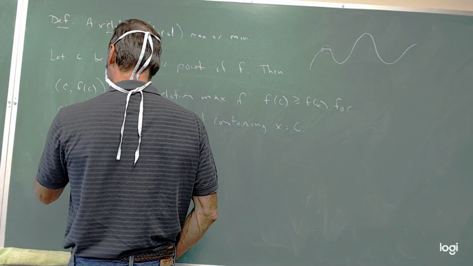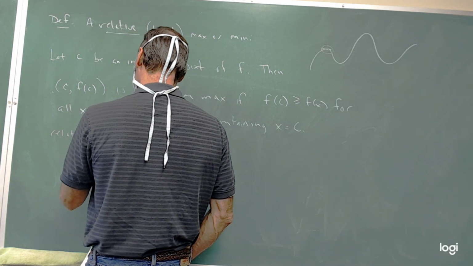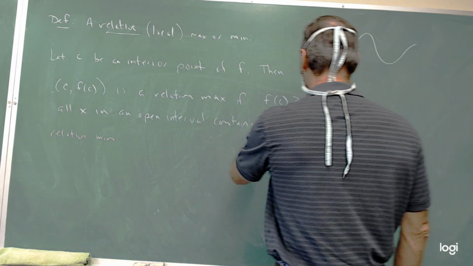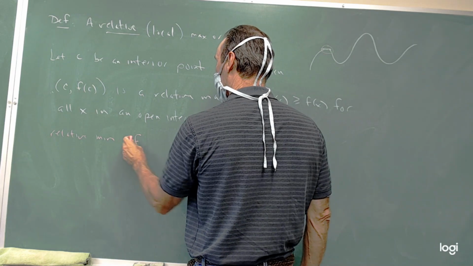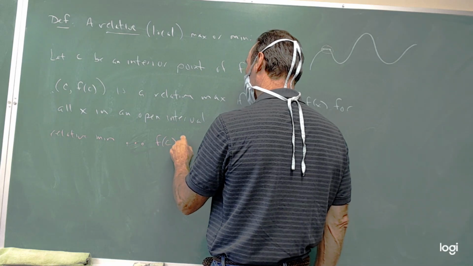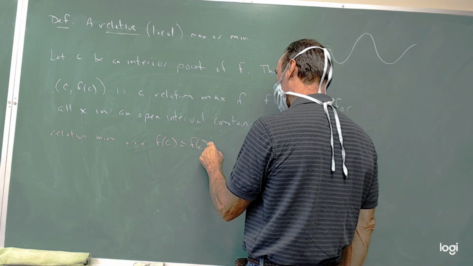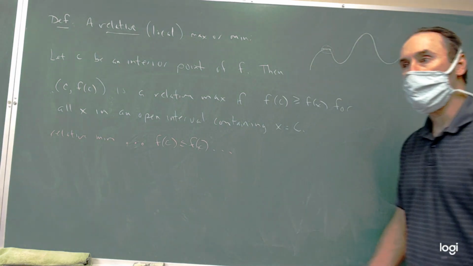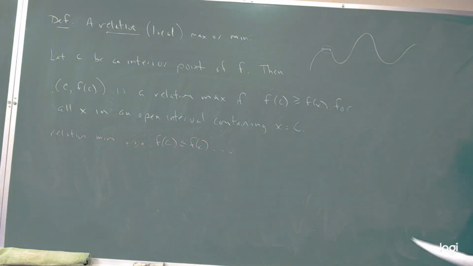And so a relative min is going to look the same, except that f(c) is going to be less than or equal to f(x) for some open interval containing x = c.